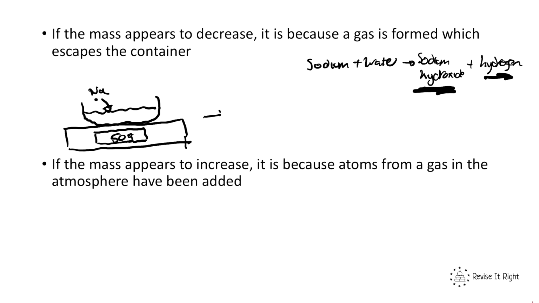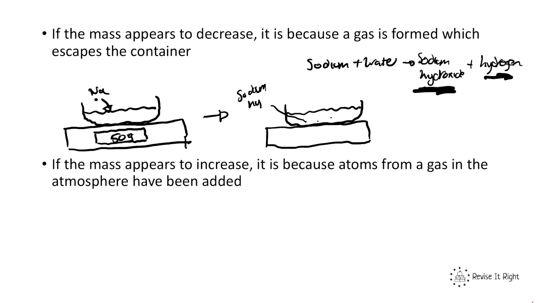Now I'm going to draw a second picture, and again it's just a lapse in time. Time has now passed, and what happens in this reaction is sodium hydroxide is starting to form in the bowl, but also hydrogen gas is starting to form. We know it's a gas, so it's going to escape from the container. All the hydrogen gas that's being formed is going to escape from the container.